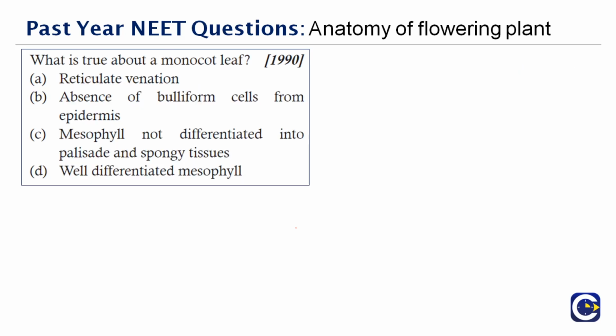Next question here, what is true about a monocot leaf? Again, this question was asked in the year 1990. In the earlier chapters, we spoke about monocot root and monocot stem. Now here this question is about the monocot leaf. Monocot leaves are leaves which appear on the plants produced from seeds that have only a single cotyledon. That is a speciality, and that is the difference between the dicotyledon and the monocotyledon.